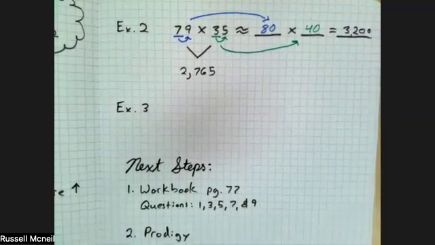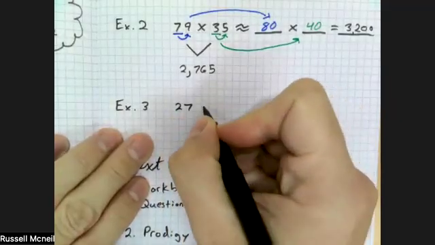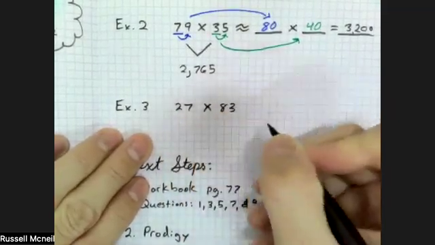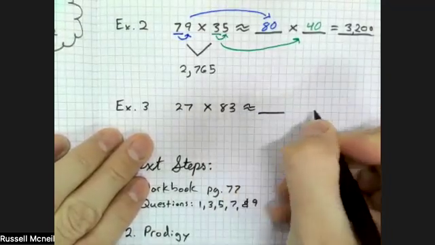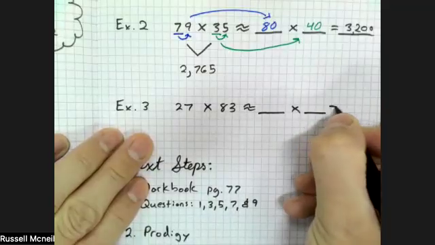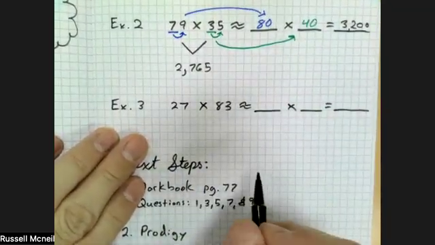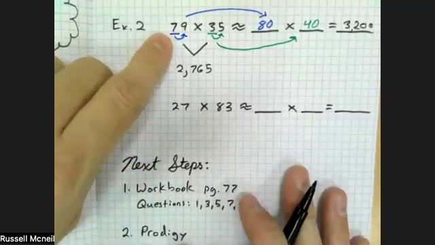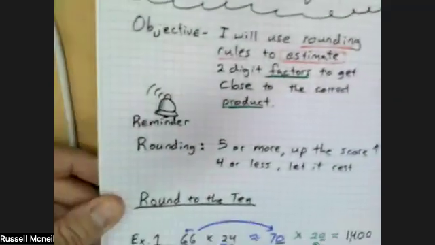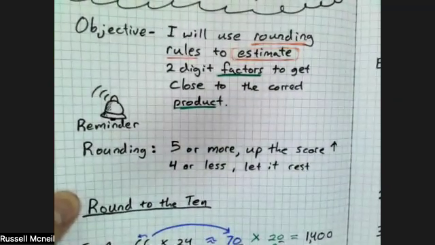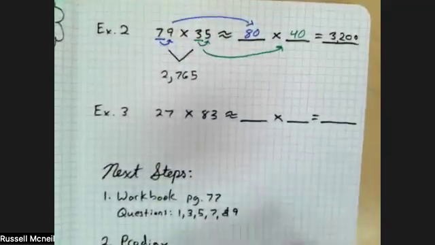All right, last example. Let's see, I'm going to give you 27 times 83. We're going to get an about answer. That is something times something times something equals something. And I'll tell you what, I want you to work this one out. So look back, underline your 10, look to your ones, ask yourself 5 or more, up the score, 4 or less, let it rest. All right, you can work on this one.